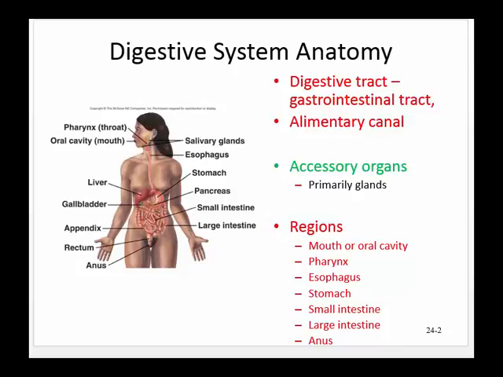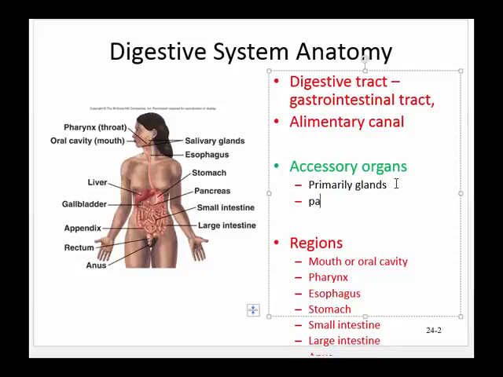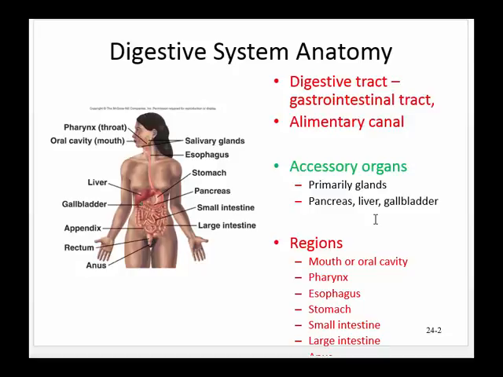It's really one long continuous tube, and then other glands and other organs that feed into it are called the accessory organs. These are going to be things like salivary glands, the pancreas, the liver, the gallbladder as well. Basically, anything that facilitates digestion.